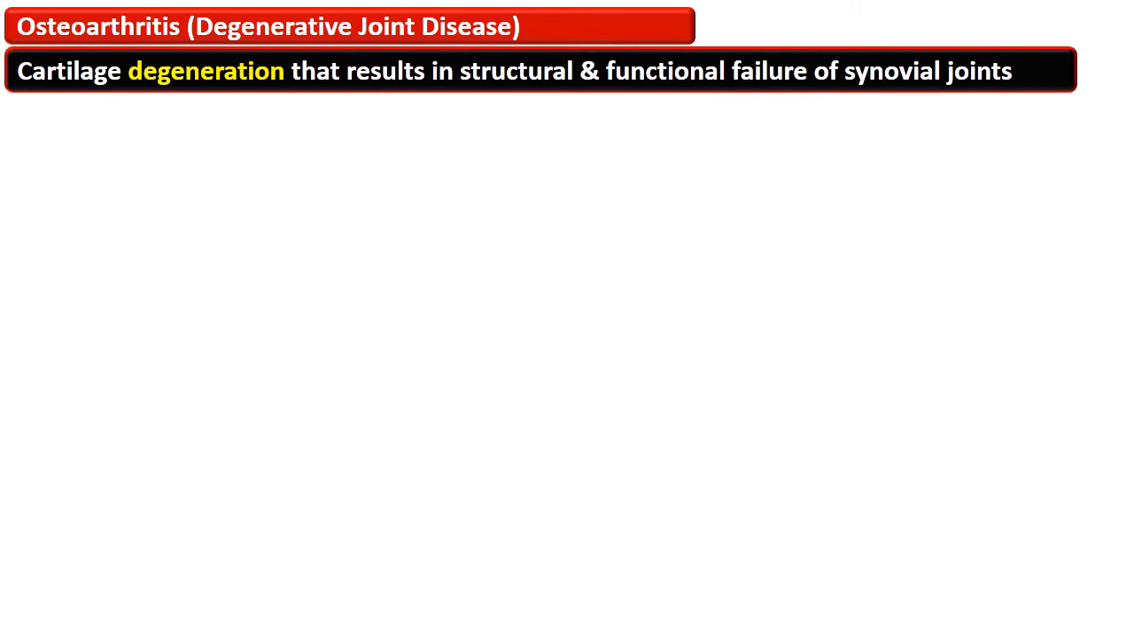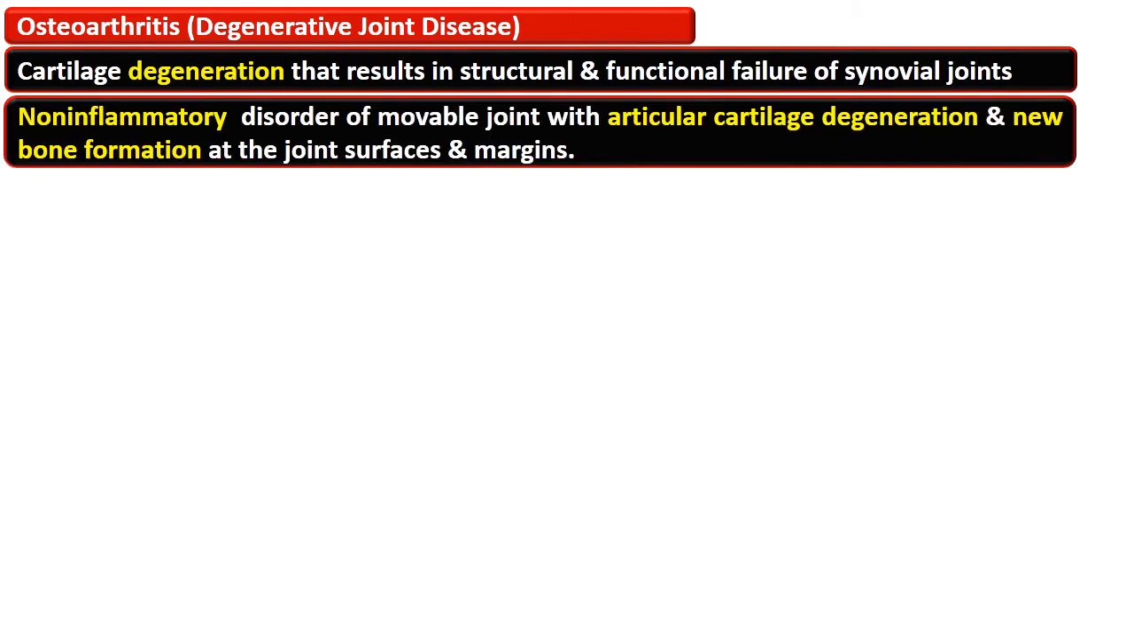Osteoarthritis, which is also termed degenerative joint disease, is a disease characterized by cartilage degeneration that results in a structural and functional failure of the synovial joint. Or you can also say that it is a non-inflammatory disorder of movable joints with articular cartilage degeneration and new bone formation at the joint surface and margins. It is the most common type of joint disease, and mostly it is progressive.